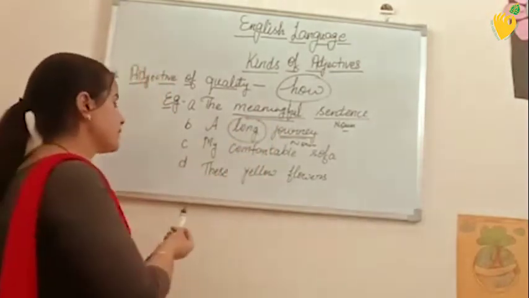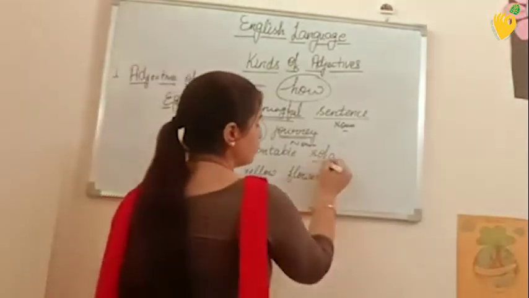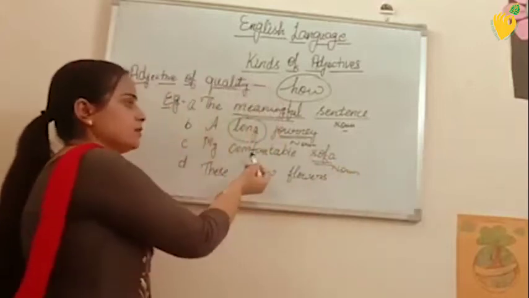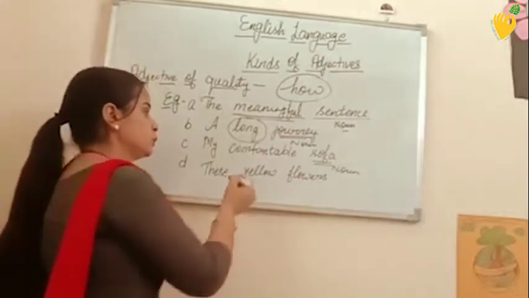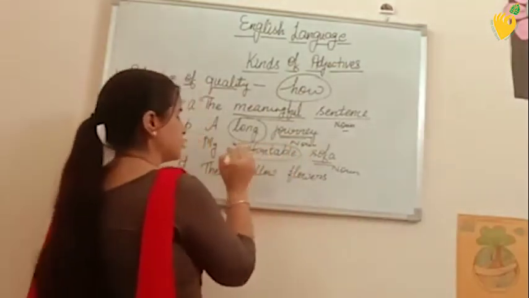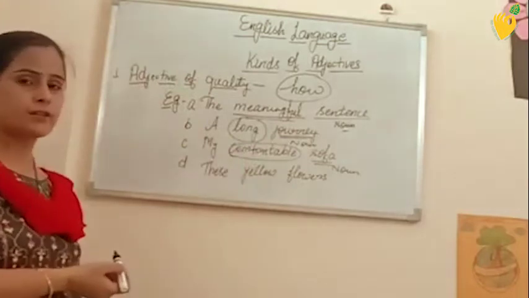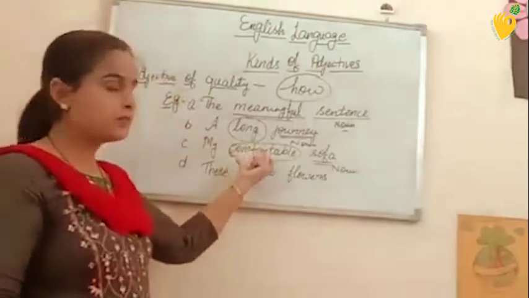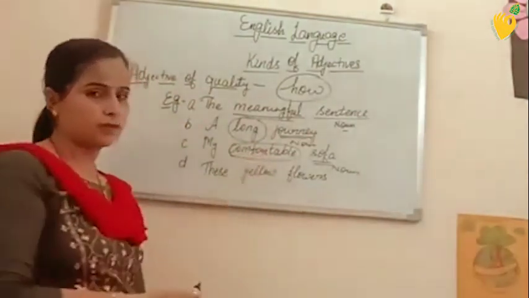Now come to next example, my comfortable sofa. Here again, sofa is noun and comfortable is telling about the quality of sofa, that is noun word. So comfortable is adjective of quality. You can identify this adjective of quality by asking the question with how. How the sofa is? Sofa is comfortable. So comfortable is adjective of quality.